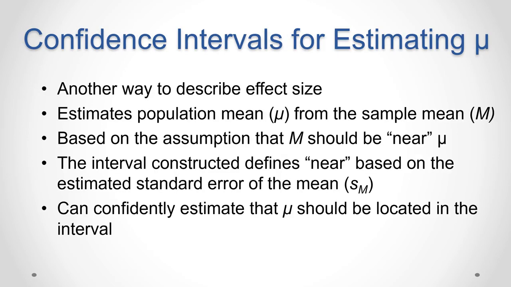The size of an effect can also be described by calculating a confidence interval. Confidence intervals estimate population mu from the sample mean M. They are based on the assumption that the sample mean M should be near the population mean mu. The interval constructed defines near based on the estimated standard error of the mean Sm. Confidence intervals can confidently estimate the population mean mu should be located in the interval.